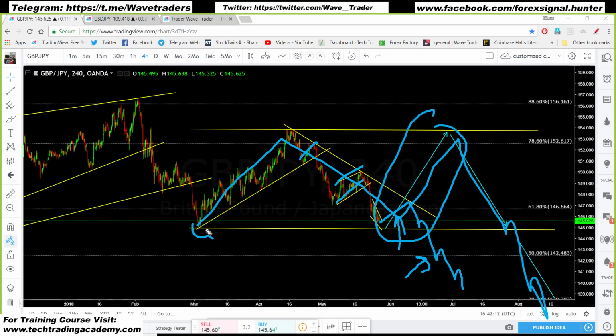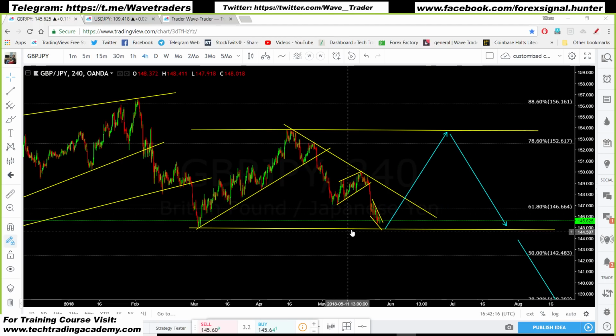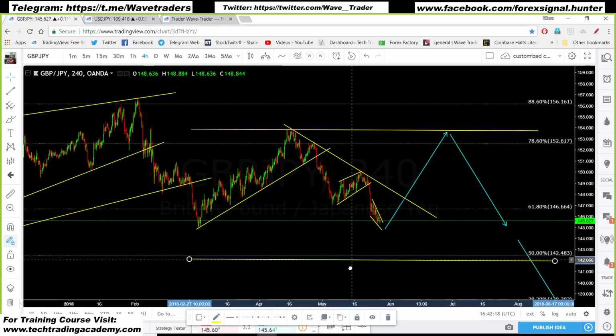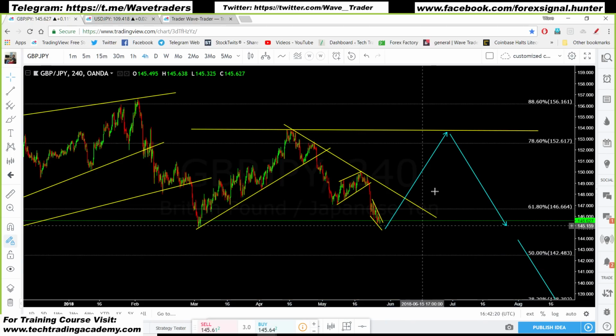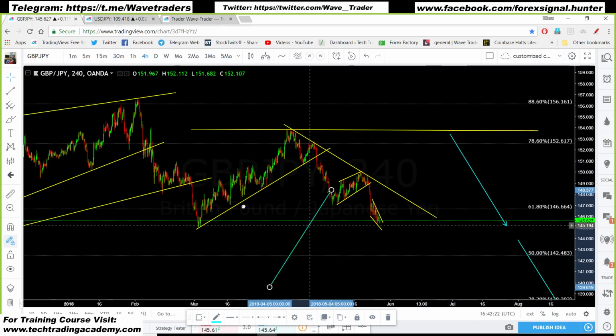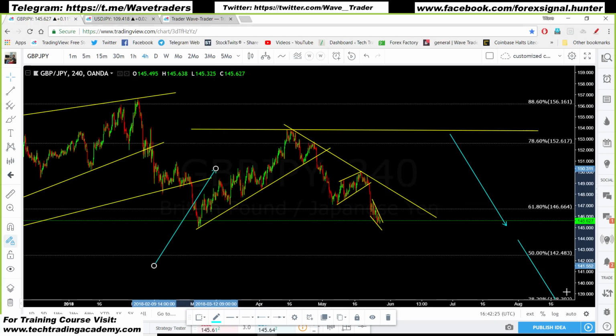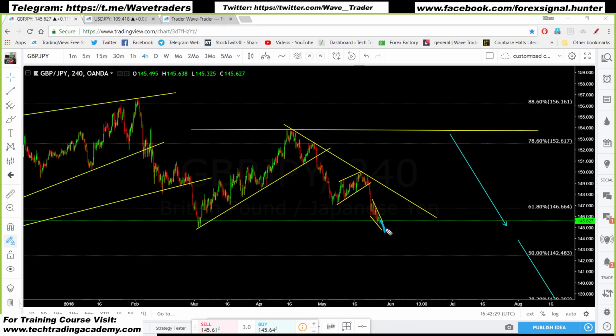If price is going to break down that bottom, let's suppose price is going to break down, then we're not going to look for this trade. Then what we're going to look for is this correction and then the drop, the continuation. This setup, we're going to look for at this area.